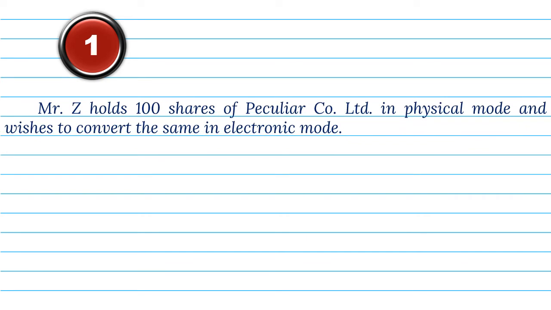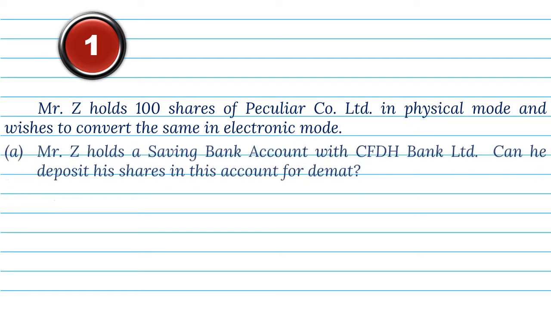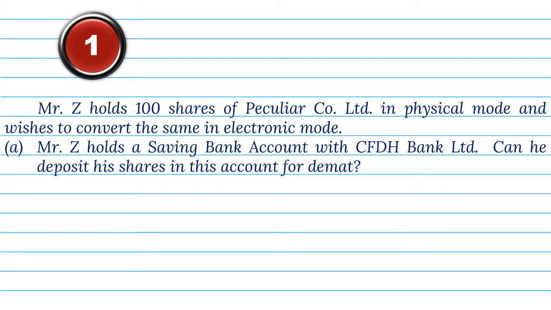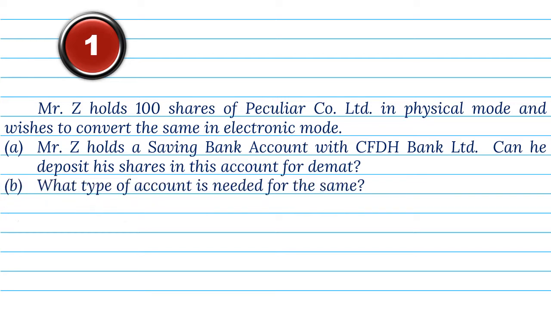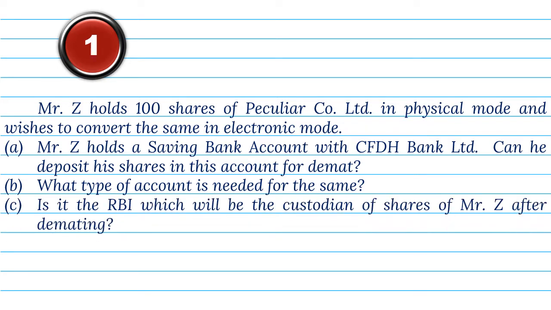1. Mr. Z holds 100 shares of Peculiar Company Limited in physical mode and wishes to convert the same in electronic mode. A. Mr. Z holds a saving bank account with CFDH Bank Ltd. Can he deposit his shares in this account for Demat? B. What type of account is needed for the same? C. Is it the RBI, which will be the custodian of shares of Mr. Z after demating?